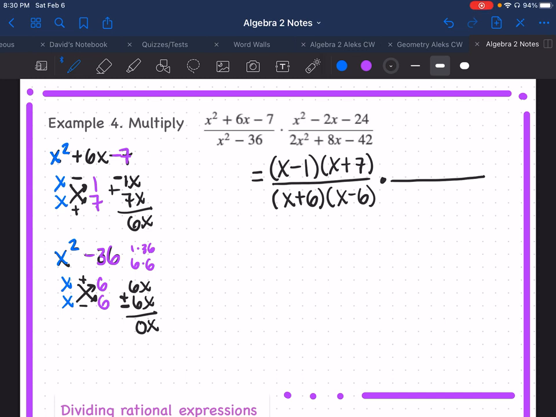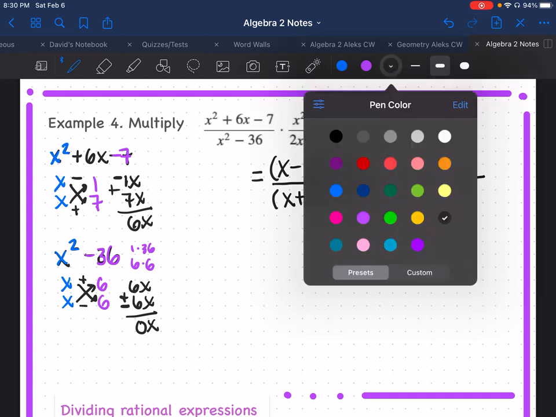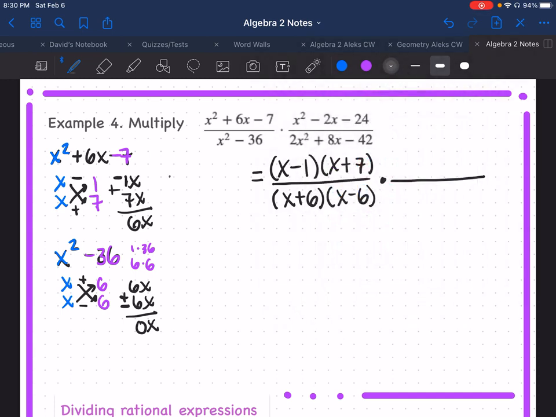Okay, let's see if I can squeeze these in here. I think I'm going to change my color just to help myself out because it's getting kind of tight in here. There we go. All right, so x squared is, of course, x times x, and negative 24. Let's think. 1 times 24 and 2? No.